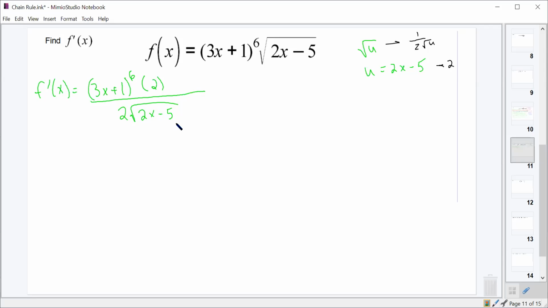Yeah. Okay. And then we got plus, and now the root 2x minus 5 is just the term we're keeping. And we have 3x plus 1 to the 6th, so we'll call that v to the 6th, with v equal to 3x plus 1. And so when we do that, v to the 6th becomes 6v to the 5th, and 3x plus 1 becomes 3 when we take the derivatives. So we're going to have a 3 and a 6, which is going to give us an 18. And then we're going to have that 3x plus 1 to the 5th power. Good or no?